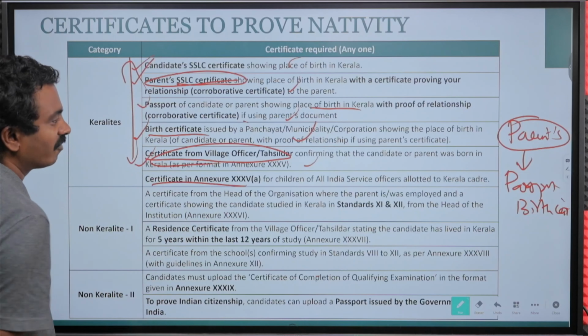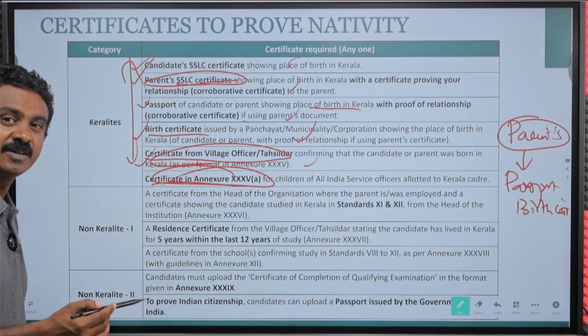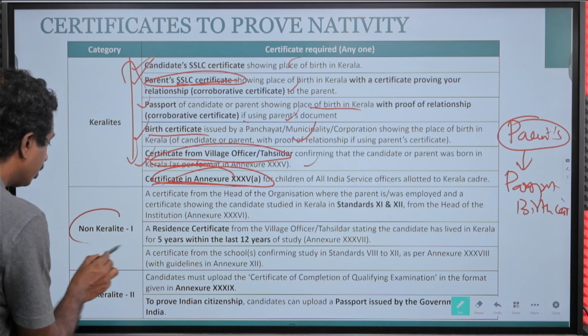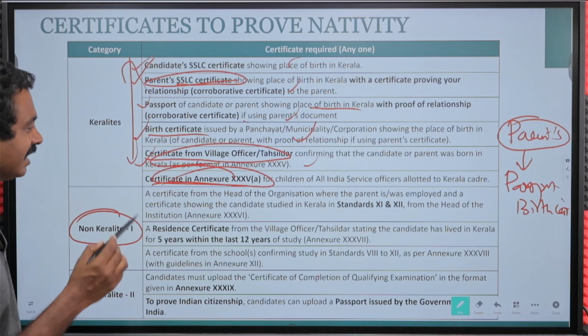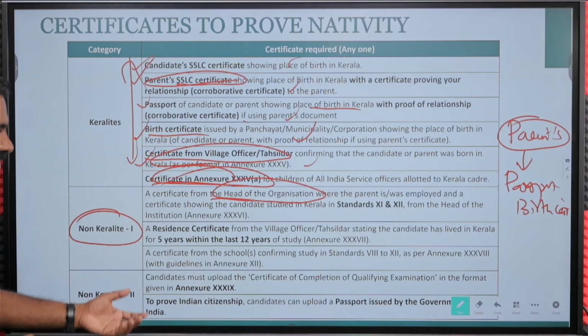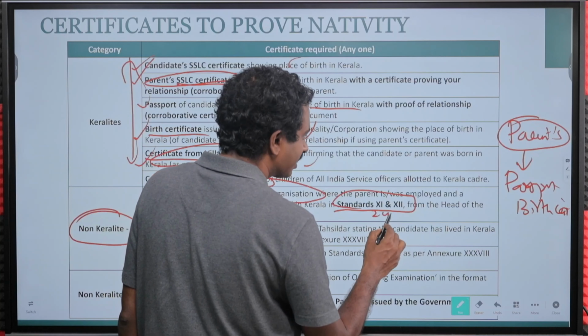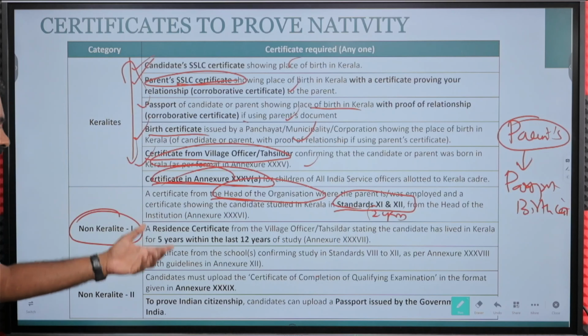For AIS officers, All India Service officers, there is a particular annexure given, which they have to get from the right authority. For non-Keralites, in case it is based on where they are working, they have to get a certificate from the head of the institution, and also standards 11 and 12. We said they should have studied for 2 years, right? That should also be available.